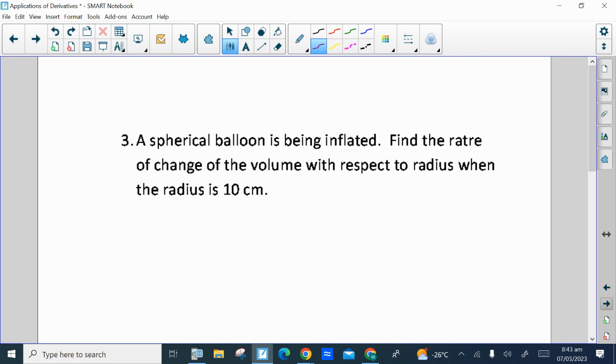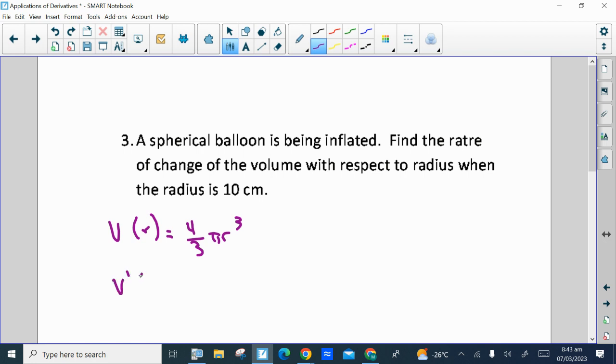A spherical balloon is being inflated. Find the rate of change of volume with respect to radius when the radius is 10 centimeters. So we need to have an equation that relates volume with respect to the radius. And the volume of a sphere, which is a ball, is 4/3 pi R cubed. Again, if you needed this on the test, you'd be given these formula. But because we want to find the rate of change of volume with respect to radius, we have to have an equation that relates volume to radius. And the formula for volume of a sphere does that.